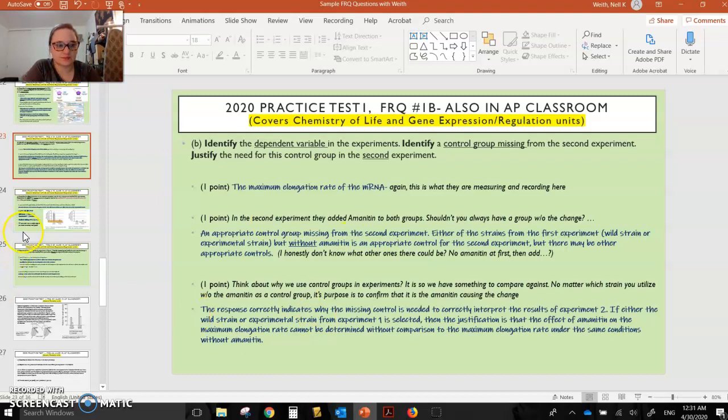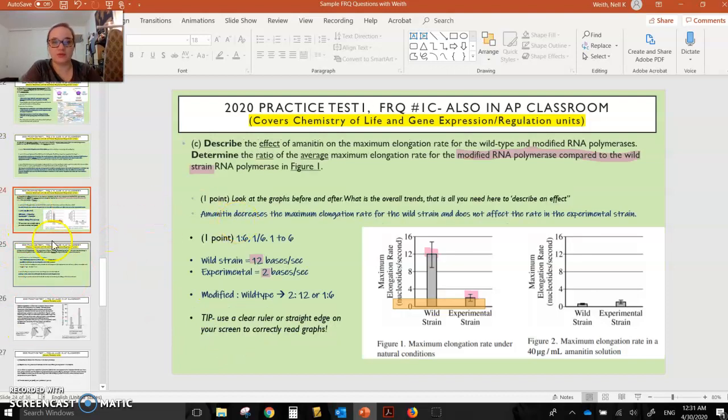So let's see if I can do this one in all 15 minutes. This one was a quick one. So part C, describe the effect of amytin on the maximum elongation rate of wild and modified RNA polymerases. So you go back and you look at the graph, and it's the effect of amytin. So you got to look over at this one here.